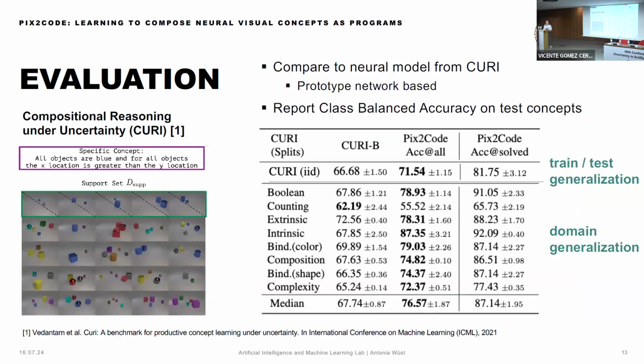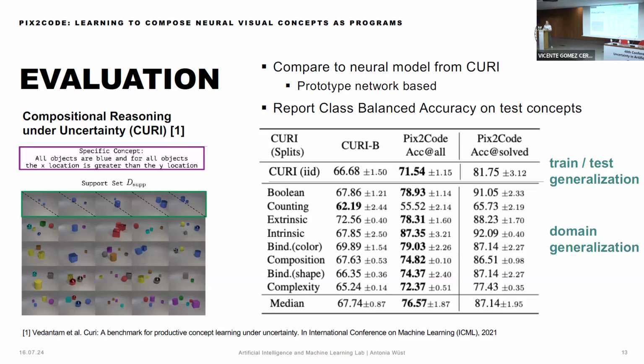And for the evaluation, we compared to the baseline of the CURI benchmark, which is a neural model based on prototype networks. And to compare, we reported the class balanced accuracy on test concepts. So you train on training concepts, and then you evaluate if you can solve new test concepts. And at first, we looked at just simple train test generalization.